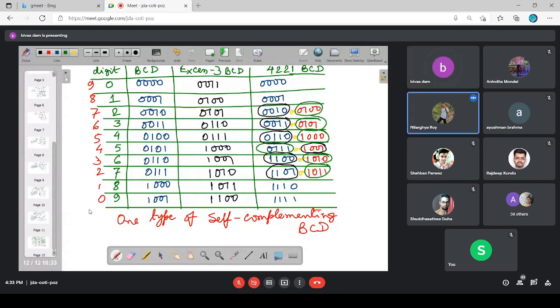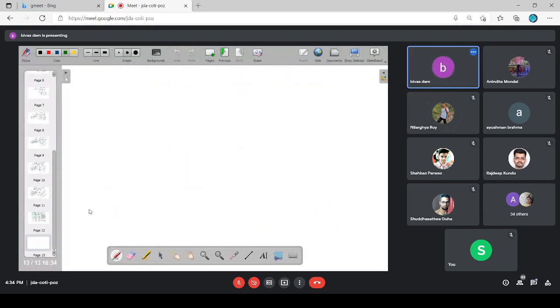Sir, is there any way we can have the complement of BCD, means the standard BCD, since we have talked about XS3 BCD and 4-2-1? No such straightforward method is there. I'll tell you how you can do it.